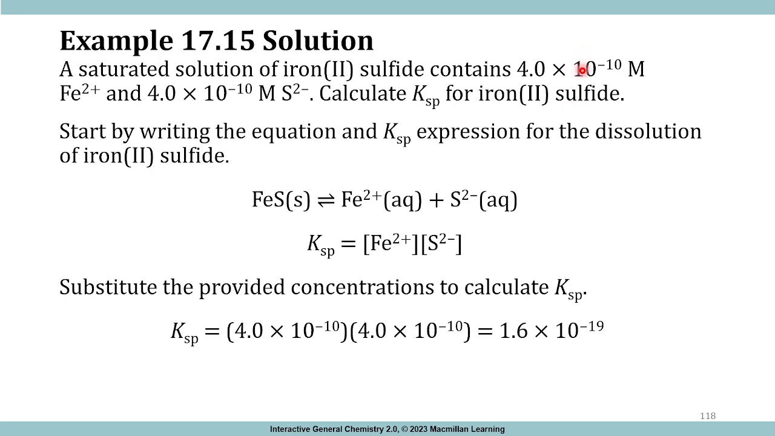Now we go ahead and take these numbers, we plug these in. They're the same number because it's a 1-to-1 ratio. By the way, this also told you it's a 1-to-1 ratio right here. Them being the same equilibrium concentration meant they had to be a 1-to-1 ratio, right? And so we plug those numbers in, and we get 1.6 times 10 to the negative 19.